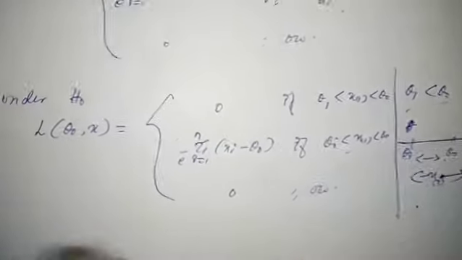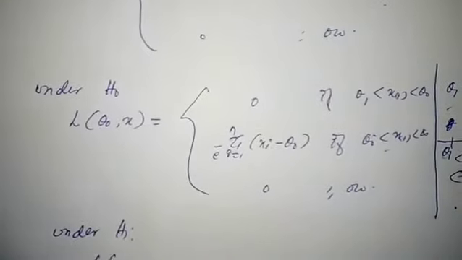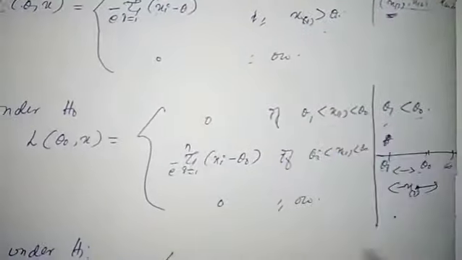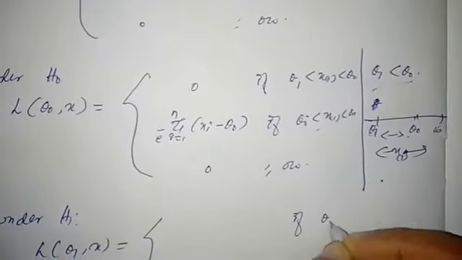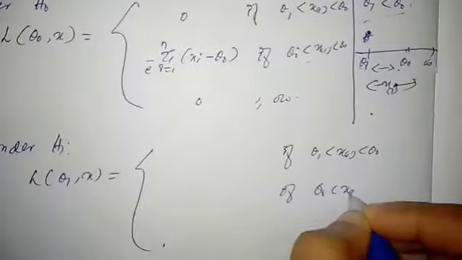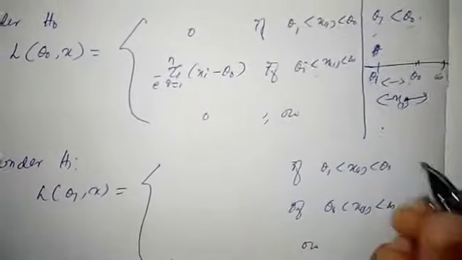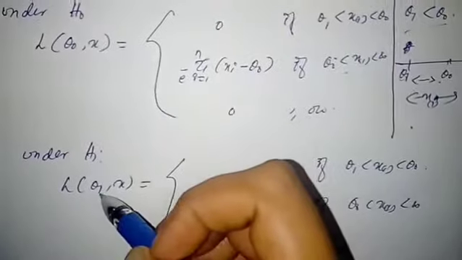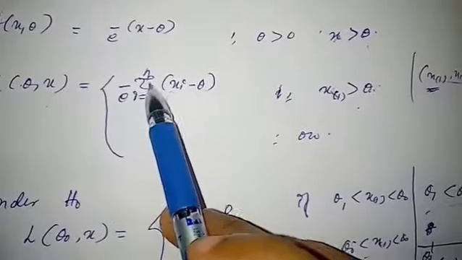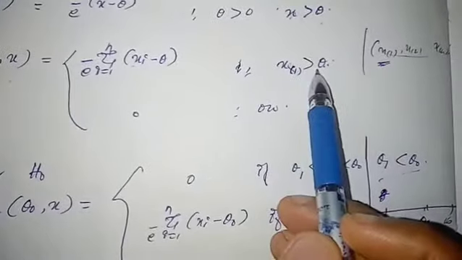Then what is the likelihood under H1? Under H1, L of theta 1, x equals, first we write these limits: if theta 1 is less than x1 is less than theta naught, and if theta naught is less than x1 is less than infinity, otherwise 0. Under H1, theta takes the value theta 1, so the likelihood is e power minus summation i equals 1 to n of (xi minus theta 1) if x1 is greater than theta 1.